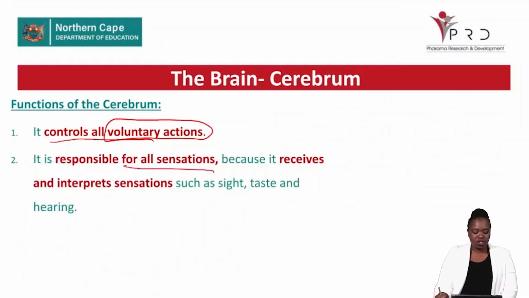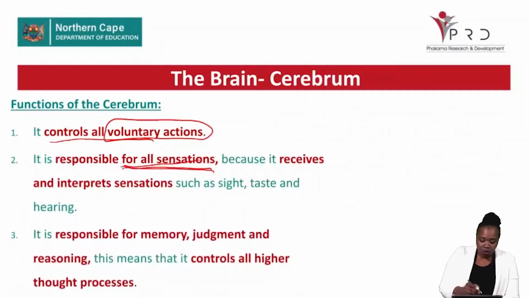And then it is responsible for all sensations. When we are talking about sensations, we would be talking about seeing, hearing, feeling when someone touches you, tasting, and so on, right? So this cerebrum is actually responsible for all of those sensations. As I have said, the brain and the sense organs are working together. So the brain, the cerebrum, is the one that is going to be receiving messages from all of these sense organs and interpreting those messages.